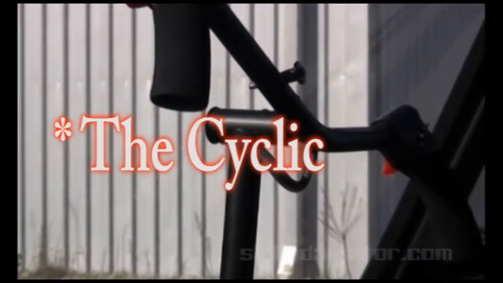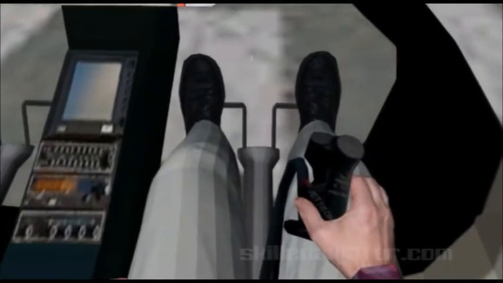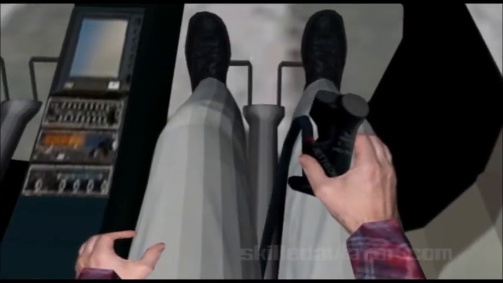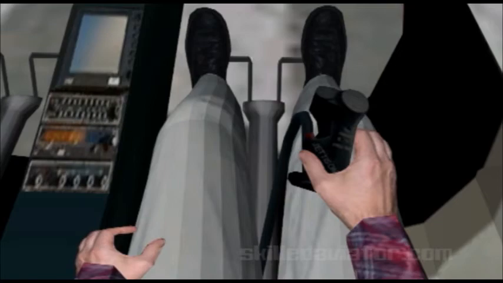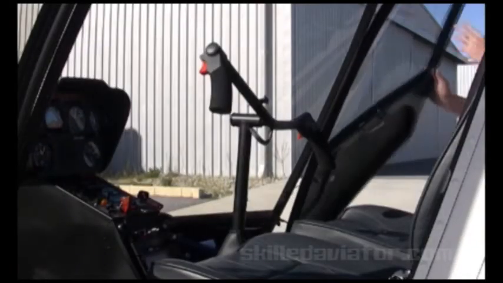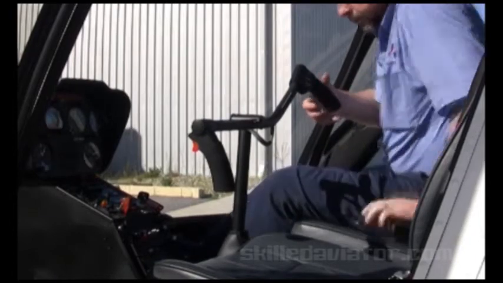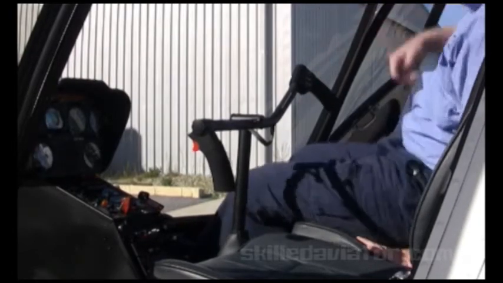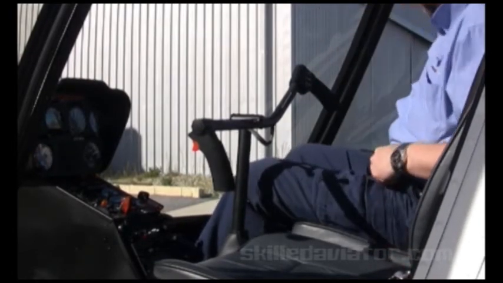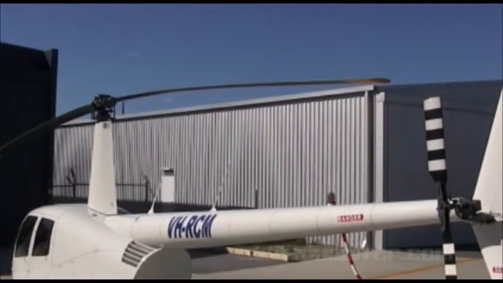The cyclic stick control is commonly referred to as just the cyclic. Some helicopters have a cyclic located between the pilot's legs, however the Robinson 22 and 44 helicopters have a unique teetering bar cyclic control system. Now once you've got the hang of this system, you'll appreciate the ease with which you can get in and out of the helicopter. Now the cyclic is controlled by your right hand, and it's important to know that you should never remove your hand from this control during the flight.